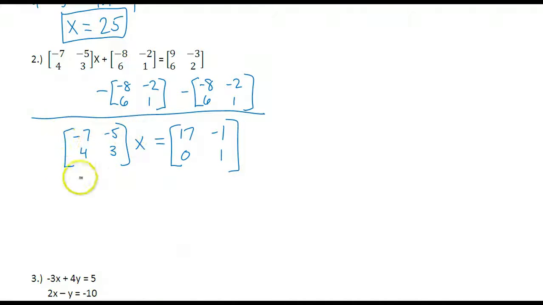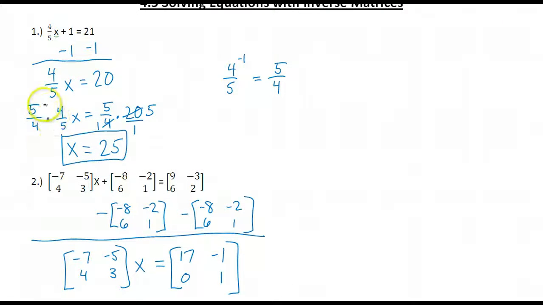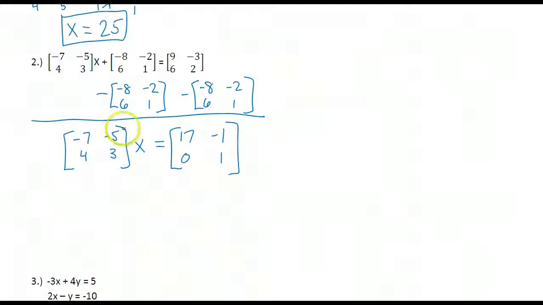Now to get rid of this matrix, normally I would just divide both sides by this matrix. But I don't have the division property, I don't have the operation division in the matrix world. Instead, I'm going to want to multiply by the inverse. Just like in problem number 1, instead of dividing by 4/5, I want to multiply by the inverse. So the first thing I need to do is find the inverse of this matrix. I'm going to do that off to the side right here.